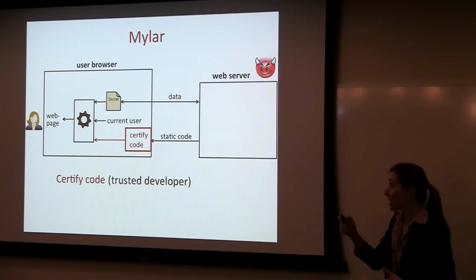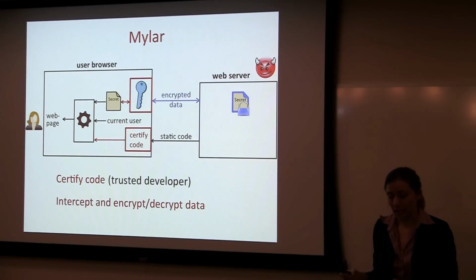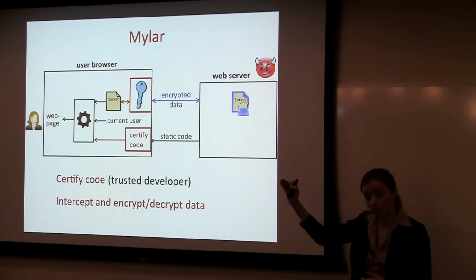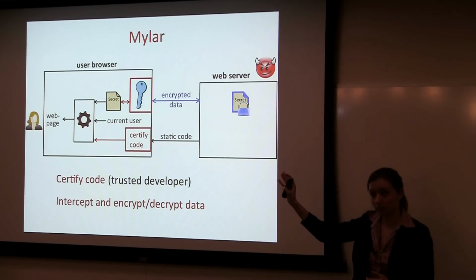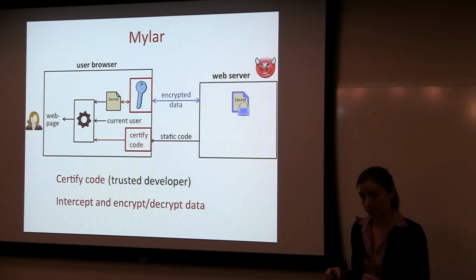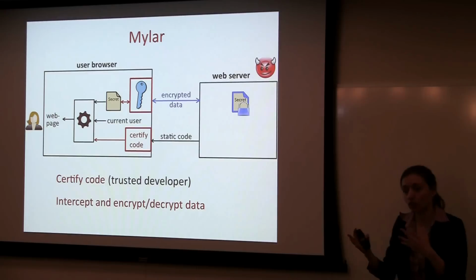Now the second thing we can immediately do in this framework is add encryption. Because data comes on a separate channel from code, we can intercept it, encrypt it when it leaves the browser, and decrypt it when it comes into the browser. And it's much simpler now because it's not mixed in with code.